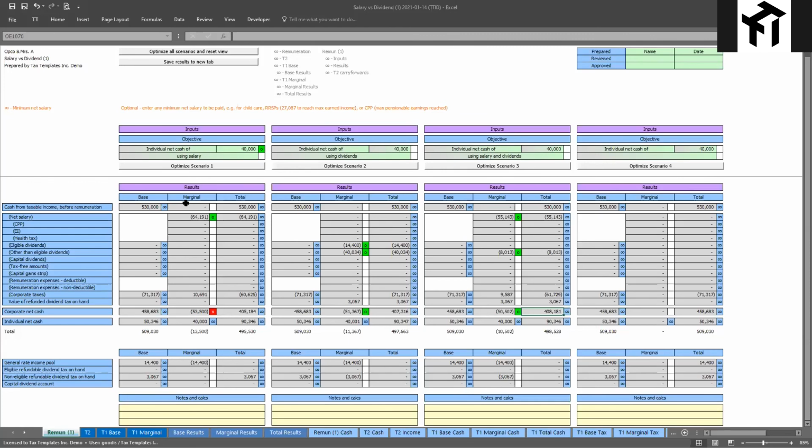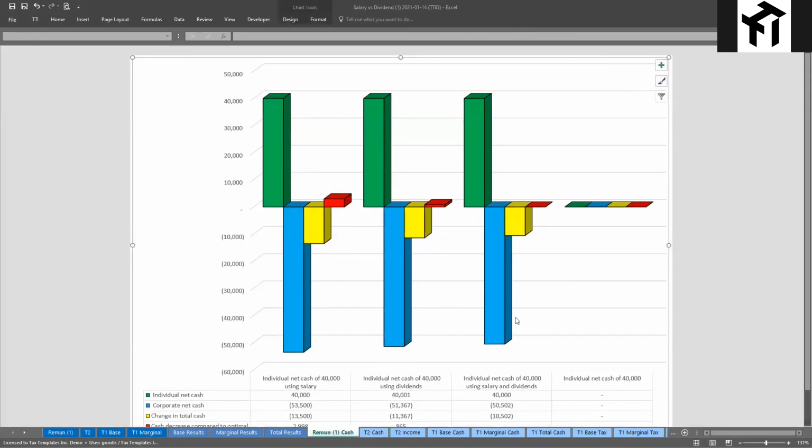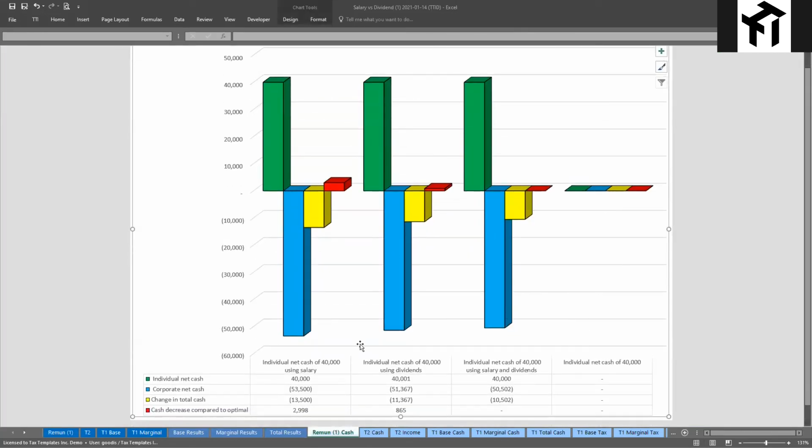So a really great chart to summarize what has happened is actually the Remoon 1 cash chart. It's something I really recommend using for this worksheet. And if we review the results, as I mentioned, you'll see that all three scenarios have $40,000 in target cash that we're looking to reach. And we show you the amount of corporate cash needed to be used in order to target the $40,000. And we also provide you with the change in total cash down below.